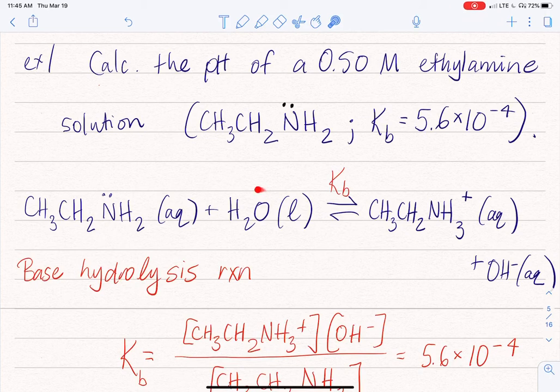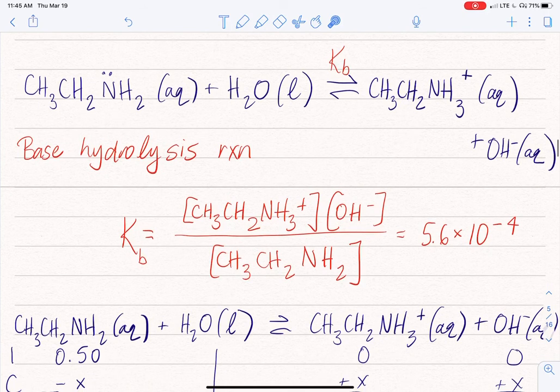The base is reacting with water, and water is functioning as the acid. It's donating a proton to the base to make the conjugate acid, which in this case is the ethylammonium ion with a positive charge on it. Water's conjugate base is hydroxide, OH-. That's what's left once water loses its proton. This reaction is an equilibrium reaction because ethylamine is a weak base, so it has a Kb associated with it. We can write the expression for that Kb based on the equation of the reaction, with the concentration of the products over the concentration of the reactant ethylamine, and that's equal to the Kb that they gave us in the problem.